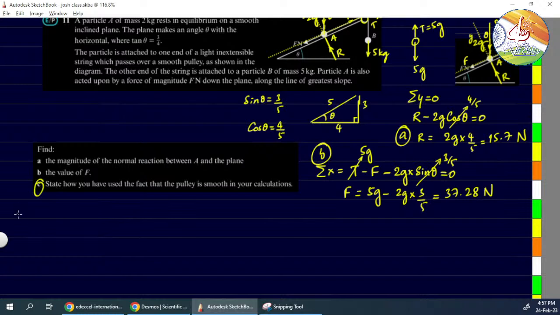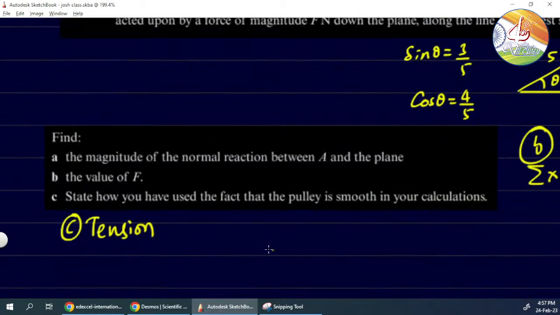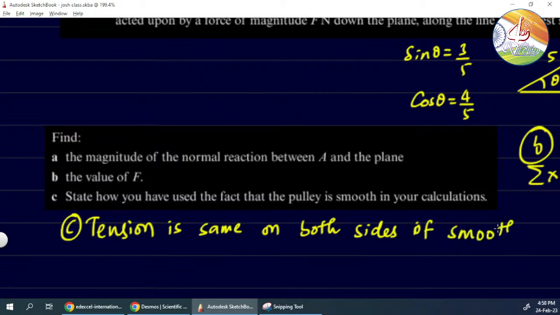Then C bit is asking how did you use the information that the pulley is smooth? How did we use it? No friction. He's asking about tension. Tension is same on both sides, no? Tension is same on both sides if pulley is smooth. Of smooth pulley, you can say. That is the answer.